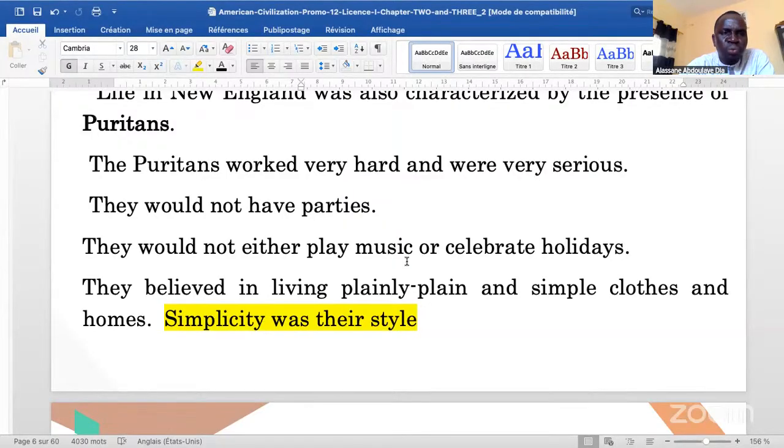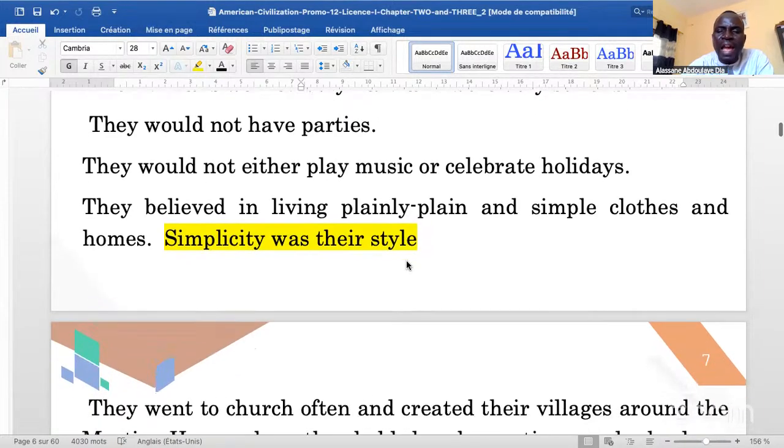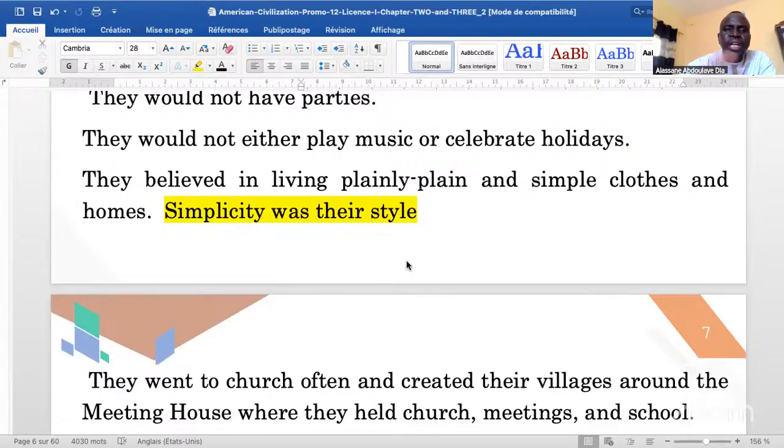So the Puritans were these kind of people, very religious. They do not play music. They don't celebrate holidays, and their way of life was very simple. They believed in living plainly. It means simple clothes and simple homes. So, what characterized life with the Puritans? It was simplicity. Simplicity was the lifestyle of the Puritans.